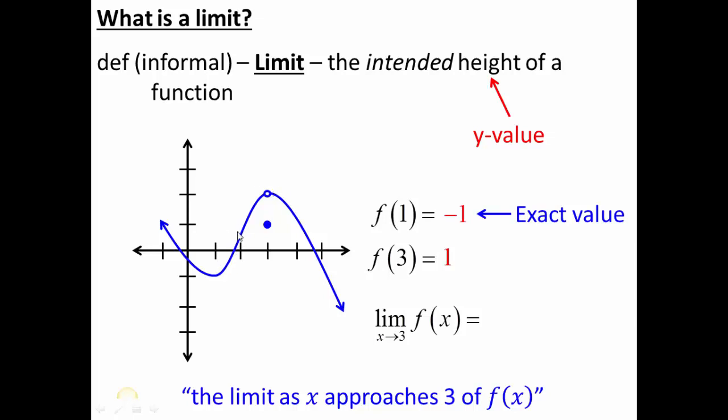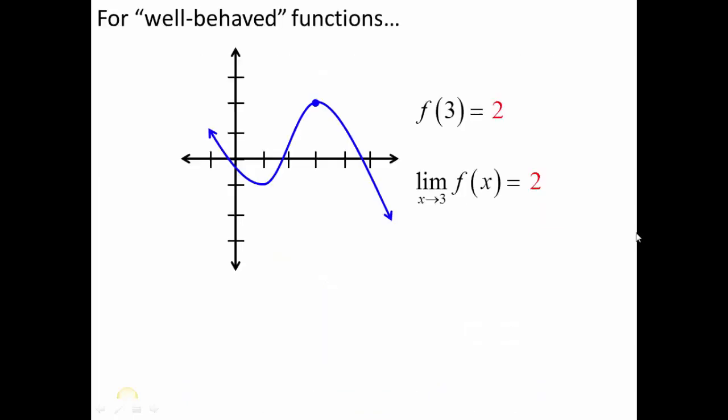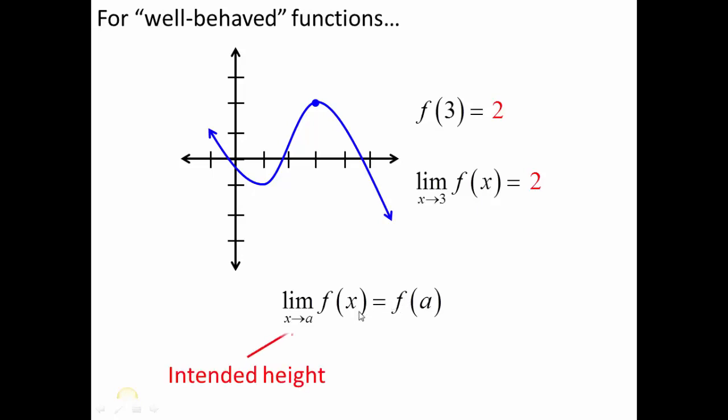And in this case, the curve is approaching a height of 2 from both directions. So I would say that the limit, or the intended height, as x approaches 3 is 2. Even though the actual height is 1, the intended height is 2. So for well-behaved functions or continuous functions, we can expect that the actual height and the intended height are going to be the same. So we say that the limit as x approaches a of f of x equals f of a would describe well-behaved functions. So what that means is, if you're trying to figure out the intended height of a function, and you know that function is a well-behaved or continuous function, you can simply evaluate the actual height, f of a, and have it represent the same answer.